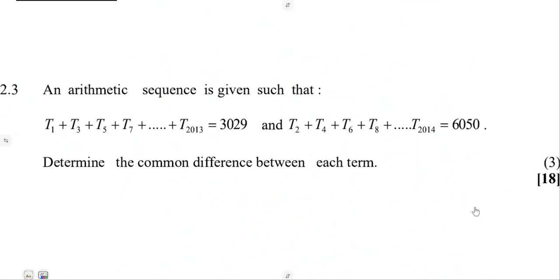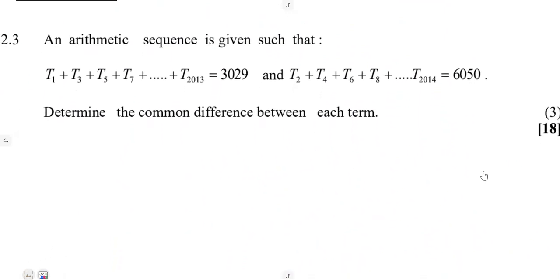2.3, we are given that this is a combination. An arithmetic sequence is given such as, all right, determine the common difference between each term. This is an arithmetic sequence, but as a combined sequence. If you check properly here, it is a combined sequence at the same time.